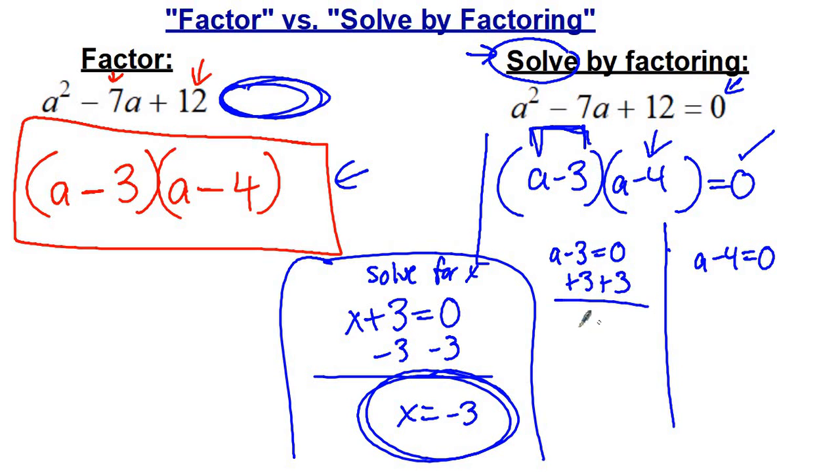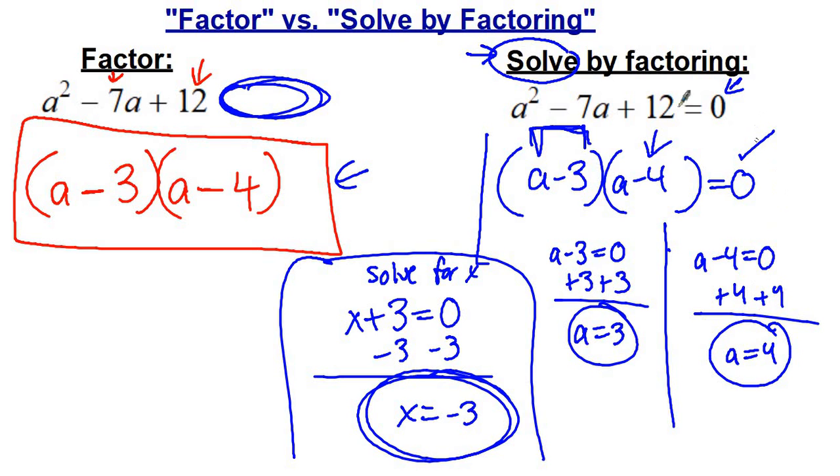So we'll add 3 to both sides. We get a equals 3. And over here, when we add 4 to both sides, we would get a equals 4. And this has actually two solutions. Later on we'll talk about the fact that because that's raised to the second power, we knew in advance it was going to have two solutions. Whatever the leading power of x is, or in this case a, that's how many solutions it will have.